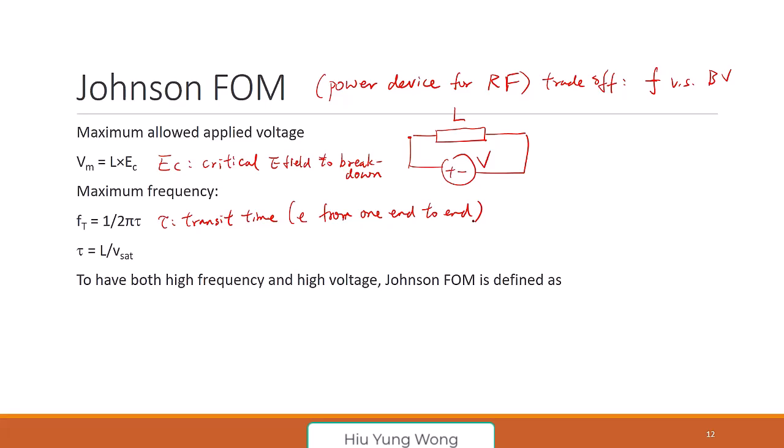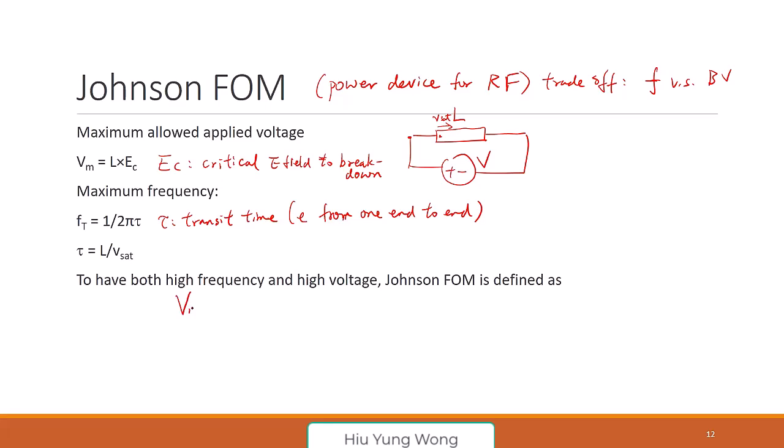If you have a very small transit time, it means you can operate at higher frequency, right? But how fast can an electron go through? It's just the length divided by the saturation velocity, right? So the electron is here and travels at saturation velocity. Then the time is L divided by v_sat. Is that okay?